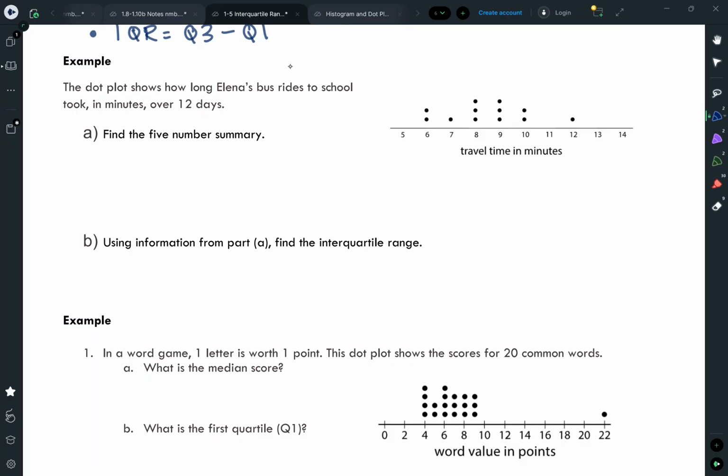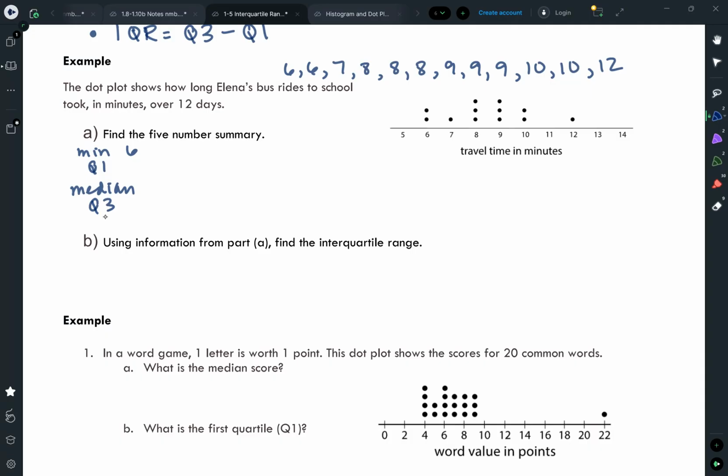So we have 2 6s. We have a 7. We have 3 8s. We have 3 9s. We have 2 10s. And then we have a 12. And if we're doing the 5-number summary, first we're finding our minimum. And our minimum is 6. Let's write down Q1, median, Q3, max. And I always do minimum and then maximum. So minimum is 6, maximum is 12.